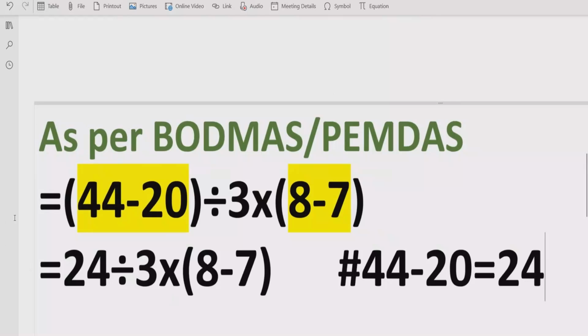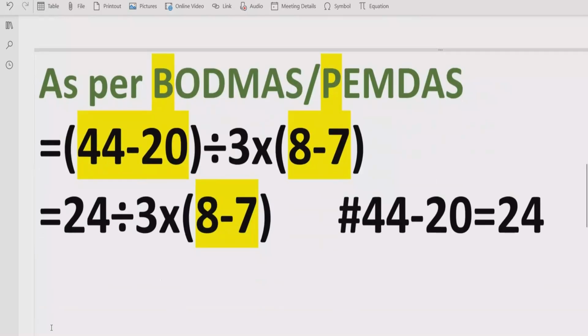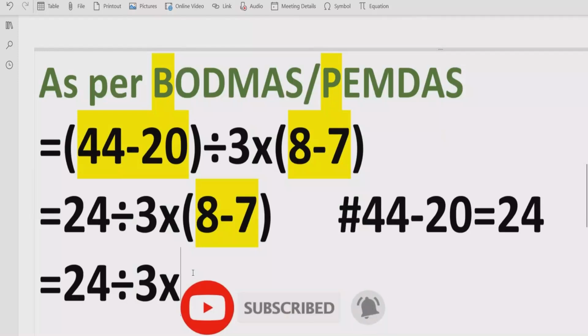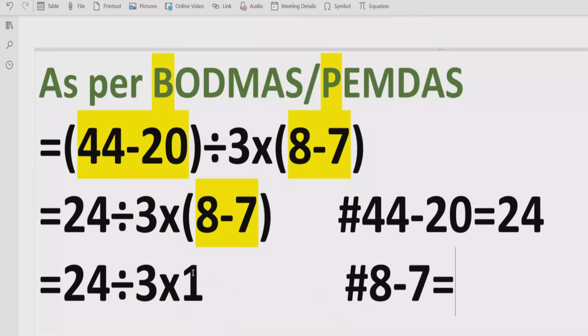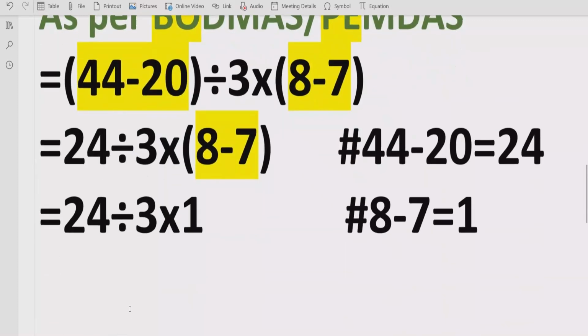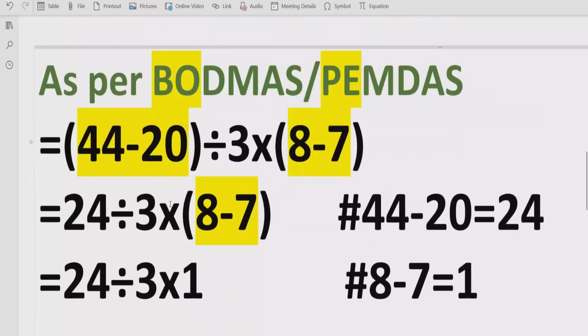Now move forward. Step number 1 we will repeat because we have another bracket which is this one, 8 minus 1. So we have to solve this one, which is 24 divided by 3 multiplied by 8 minus 1 equals 1, and 8 minus 7 equals 1. Now move forward. Step number 2, which is exponent part or order of operation. But in our expression, we do not have any number which has the power, so we can skip this step.